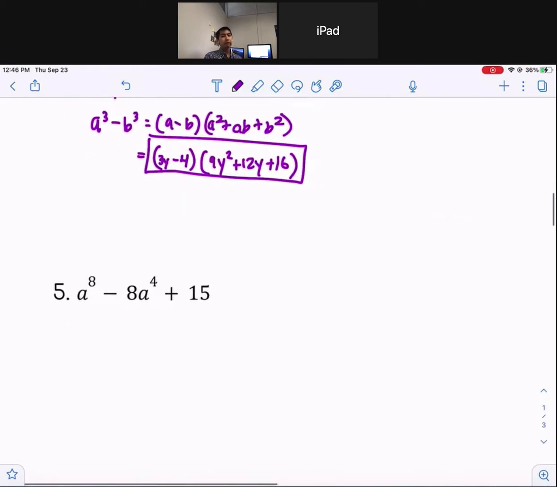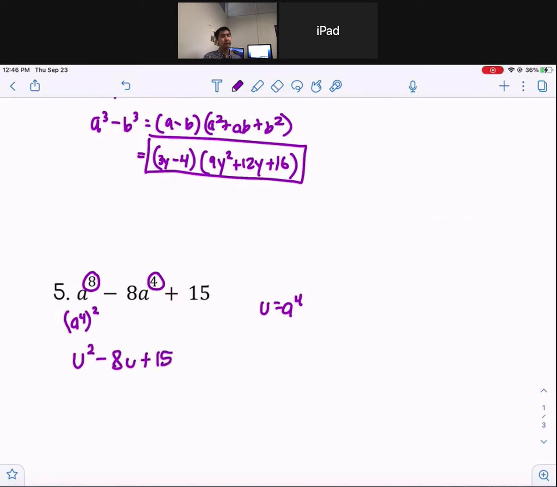Okay, number 5. Can we factor out something from each term? No. Do we have 3 terms? Yes. A equals 1, a greater than 1, or u sub. This is a u sub. Look at the powers, right? It's double. So u equals a to the 4th. So this could be really written like this, right? A to the 8th. So if we substitute in u for a to the 4th, it's just u squared minus 8u plus 15.